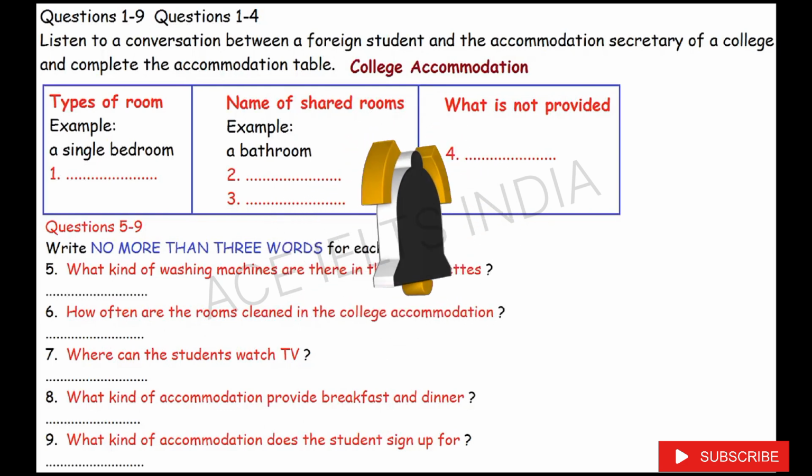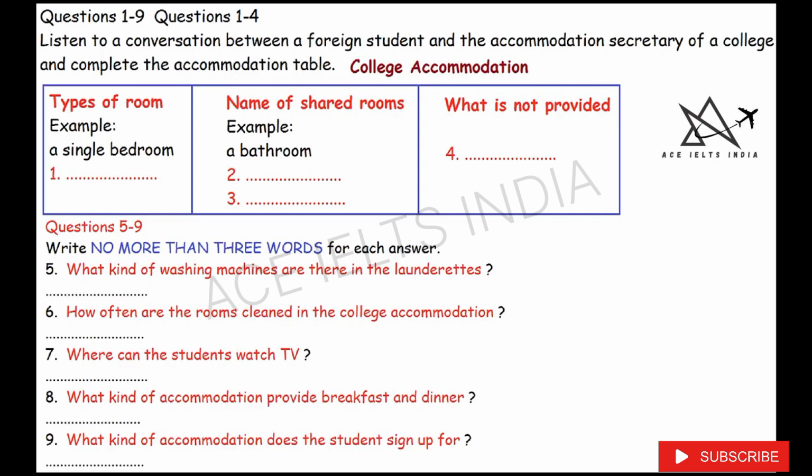1. You will hear a conversation between a foreign student and the accommodation secretary of the college at which he has enrolled. Listen to the conversation between the student and the accommodation secretary and complete the accommodation table. Write no more than 3 words or numbers for each answer. Look at questions 1 to 9 now.